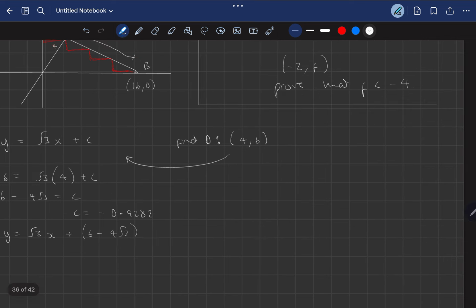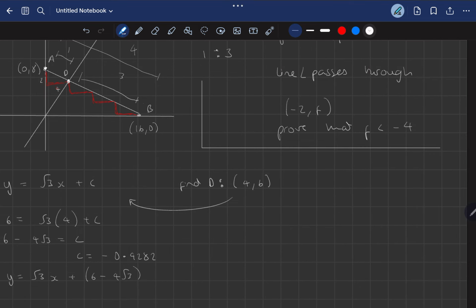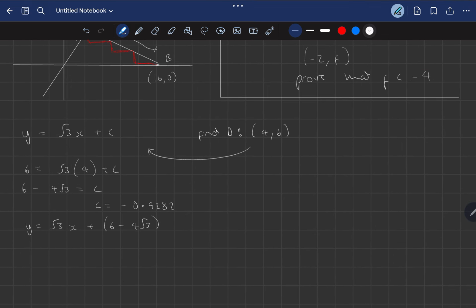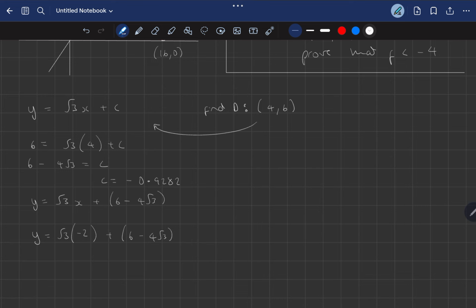Now, the question says line L passes through (-2, f). Prove that f is less than -4. So the x-coordinate is -2, and we just have to find the value of f. Let's substitute this in. y equals root 3 times -2 plus 6 minus 4 root 3. Putting this into a calculator, this is equal to, in decimals, -4.3923. So the y-coordinate, when x is -2, is -4.3923.